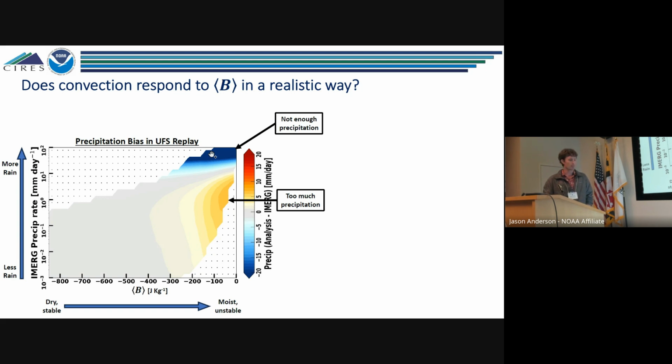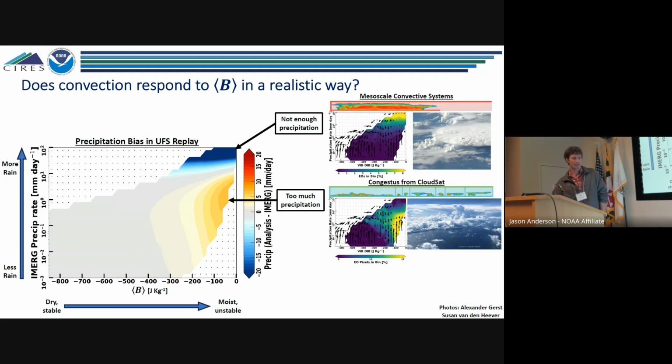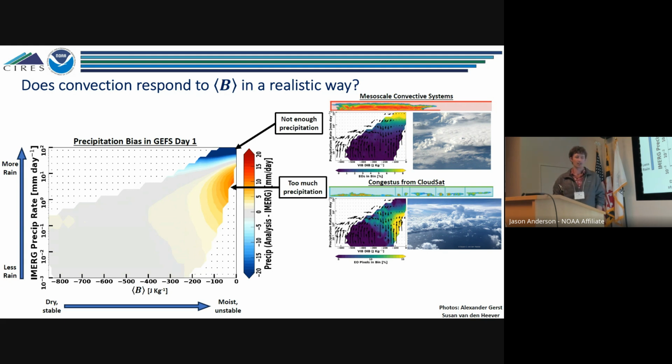And we can learn even more information about this by looking at CloudSat cloud types. So we examine CloudSat cloud types, and two cloud populations really match up well with this. The regime in which we tend to over-predict precipitation matches up with congestus clouds in the transition to deep convection. And where we tend to under-forecast precipitation is associated with our mesoscale convective systems. We see this in replay. We also see this in our GEFS day 1 forecasts.